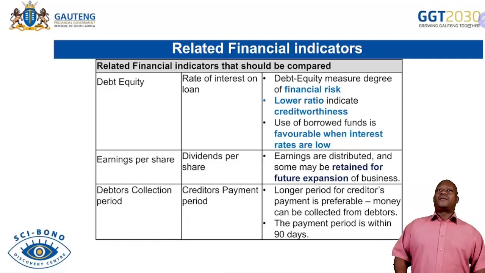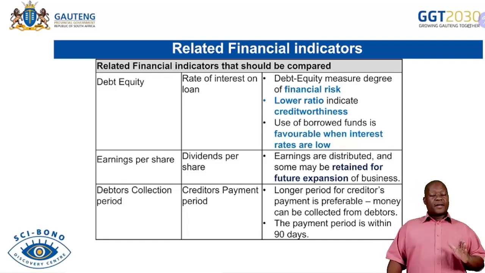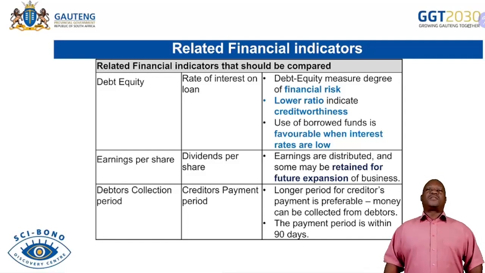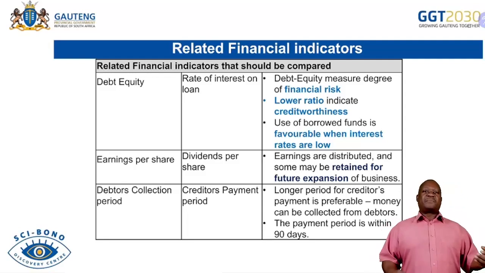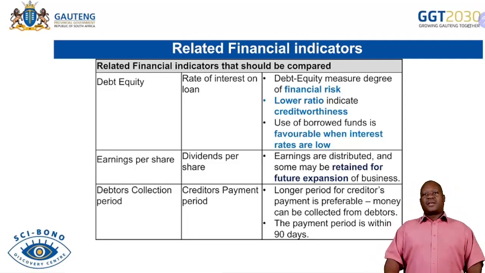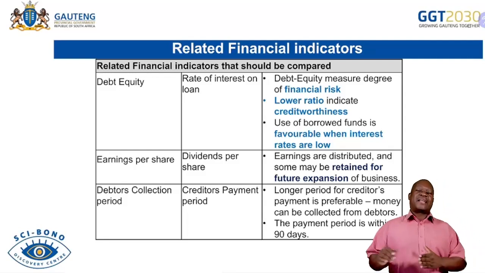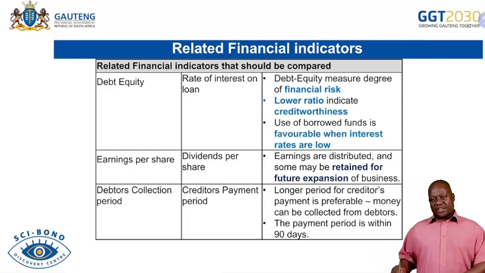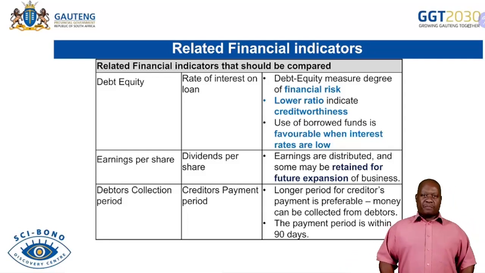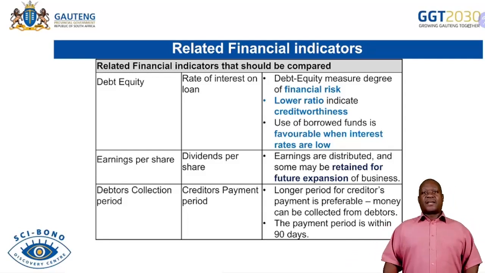And then lastly, we are having our debtors collection period. This is going to be versus our creditors payment period. Please take note. We must always insist on our debtors paying us within 30 days. And at the same time, we should be clever enough to go to our creditors and negotiate for a longer payment period. Why is that?